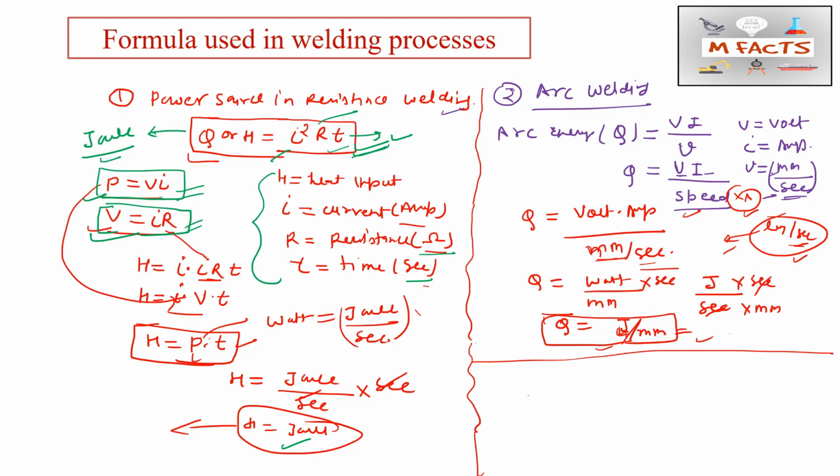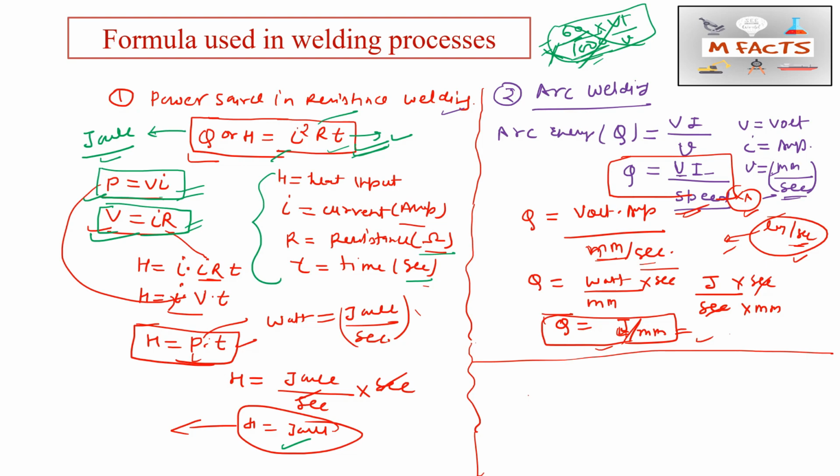In some books or standard places, you will get a formula like 60 by 1000 multiplied by VI by velocity. I suggest you don't remember this kind of formula. Why? Because this 60 by 1000 means they are changing seconds into minutes and changing length into meters. That's why they are doing 60 by 1000. We need not remember everything; we need to understand how units play an important role while doing numericals.